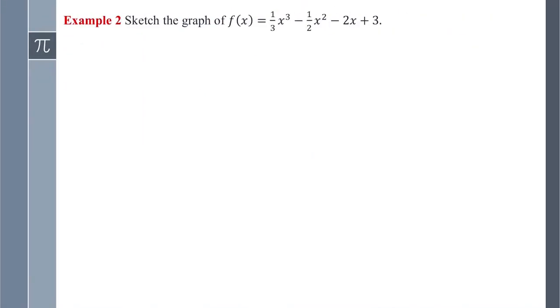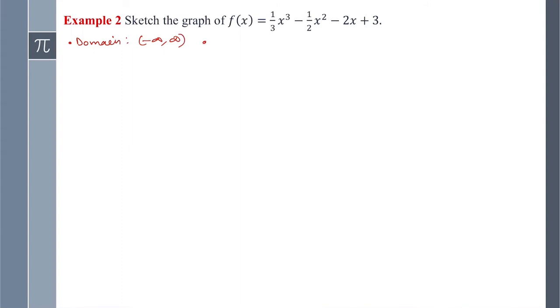Now let's look at the first actual example of graphing. This is a polynomial function. We'll go ahead and graph this one, and then we'll look at one more example where we have a rational function. The first thing that we need is the domain. This is a polynomial function, so you know that the domain of this function is all real numbers.